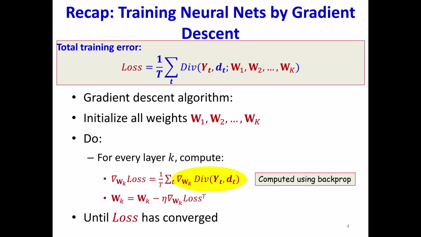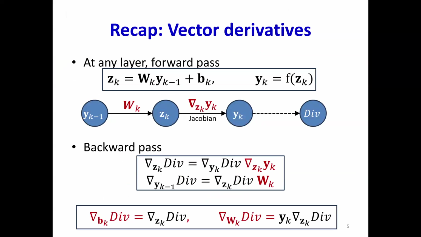And for this, we needed to be able to compute this derivative term, the derivative of the divergence with respect to network parameters. And this was computed using backprop. So now here's the other recap. We looked at vector update rules, finally. It's worth spending a second or two on this. As you go through the network, at every layer, the previous layer output y_{k-1}, which represents the vector of outputs of the previous layer, was used to compute the affine vector at the kth layer. And what was the formula for this?